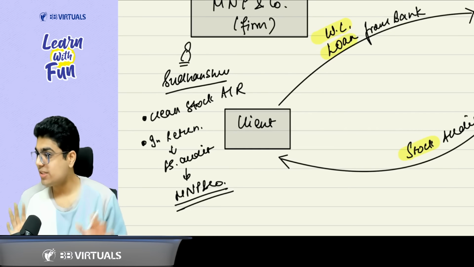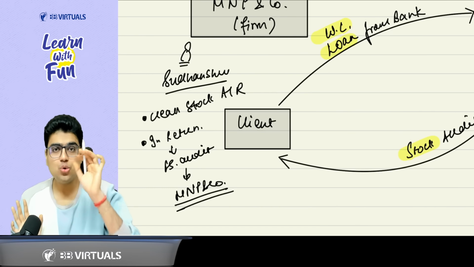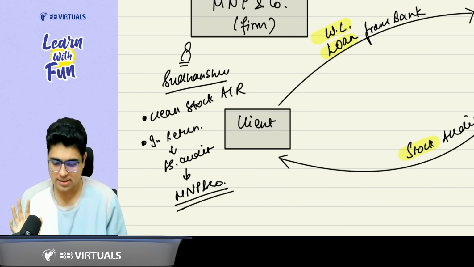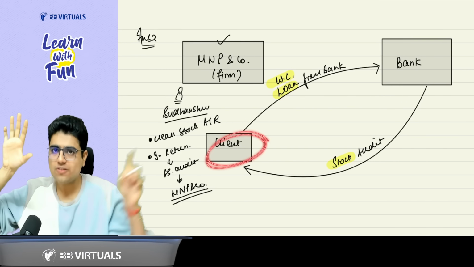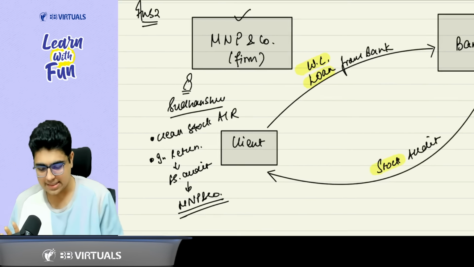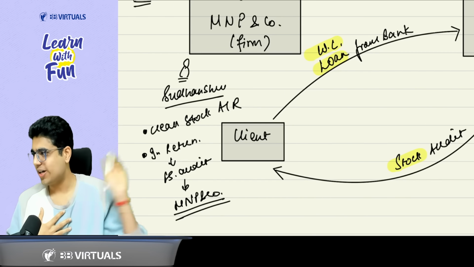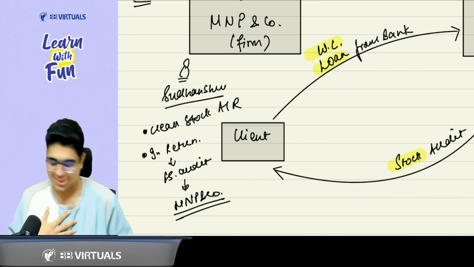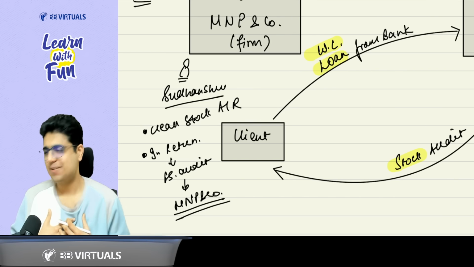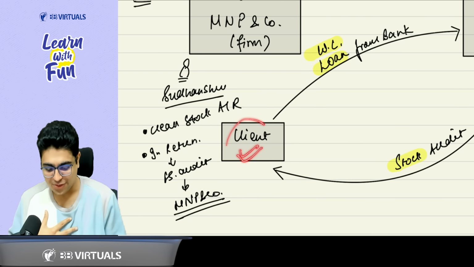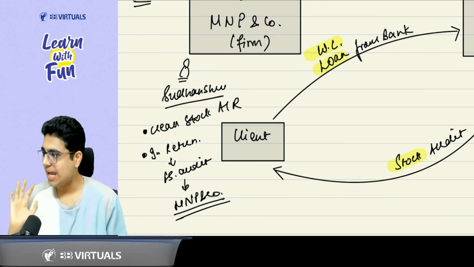Sudhanshu is very clever. Sudhanshu is so clever. What he does is, he is appointed by the bank to do the stock audit of this client. He goes to the client and says, I will give you a clean stock audit report, and in return, please give us the audit of your financial statements. Please give the audit of your financial statements to MNP and Company.